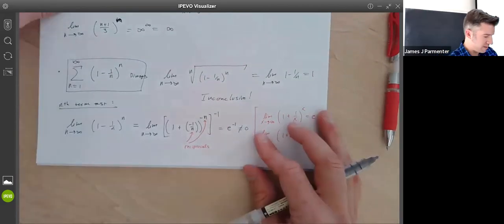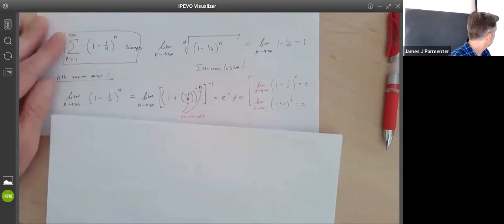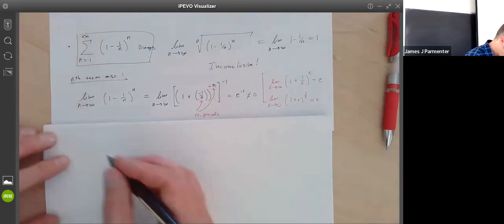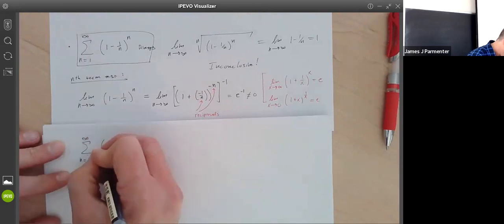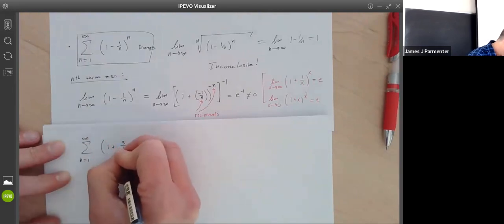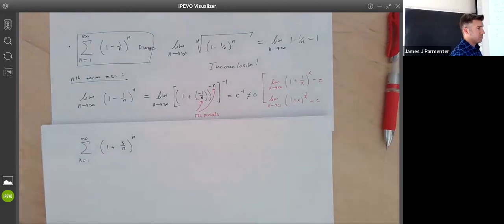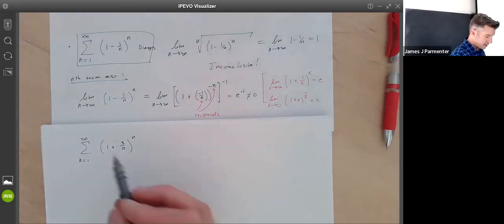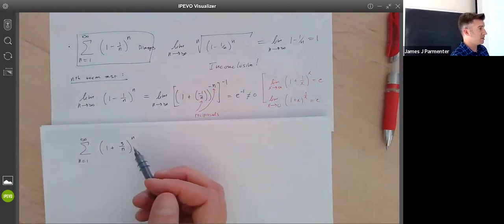Another example of this, which might be a little more palatable, would be, what if we had the sum from n equals 1 to infinity of (1 plus 3 over n) to the n. This one's a little easier to justify automatically that the terms can't go to 0. You have things that are bigger than 1 being raised to larger and larger powers. They definitely don't go to 0.